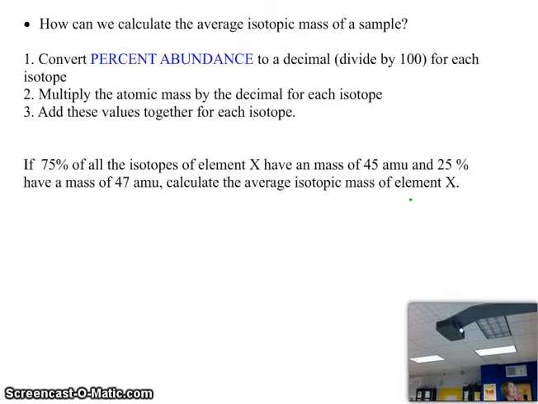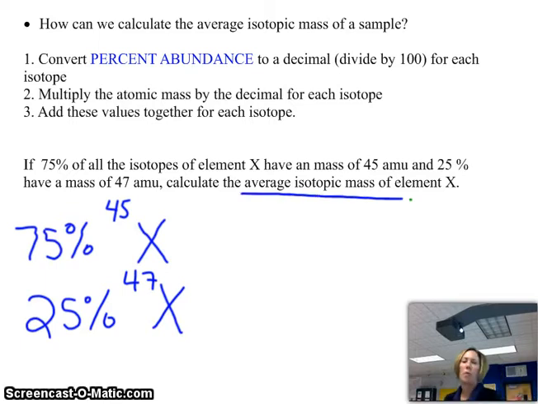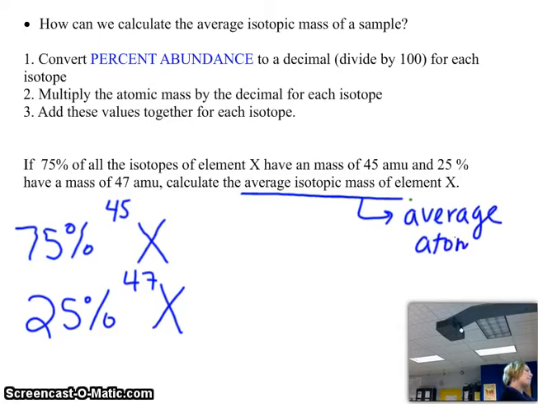Here's some data that you may have pulled out of a mass spec. Say we have this element X. 75% of all the isotopes of element X have a mass of 45. And 25% of all the isotopes of element X have a mass of 47. They want you to calculate the average isotopic mass. In other words, what number would we report in the reference tables for element X? That's what they're asking us to calculate, the average isotopic mass, the average atomic mass, the mass that belongs in the table for that element.